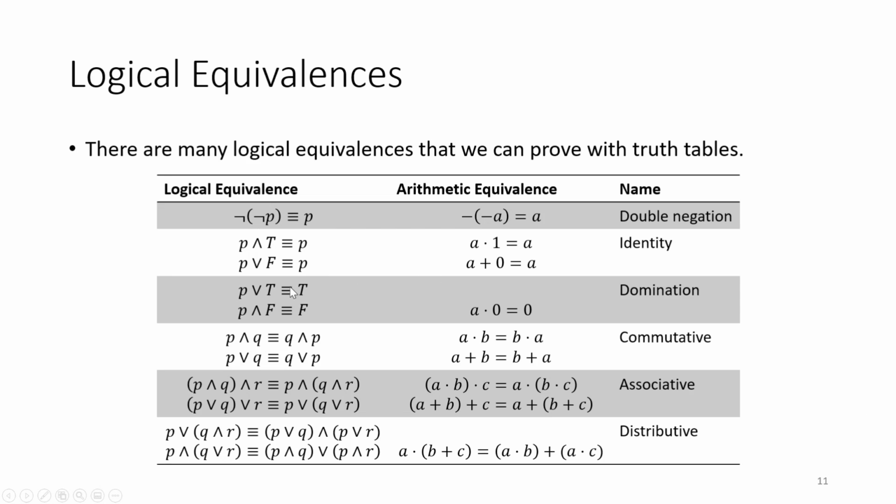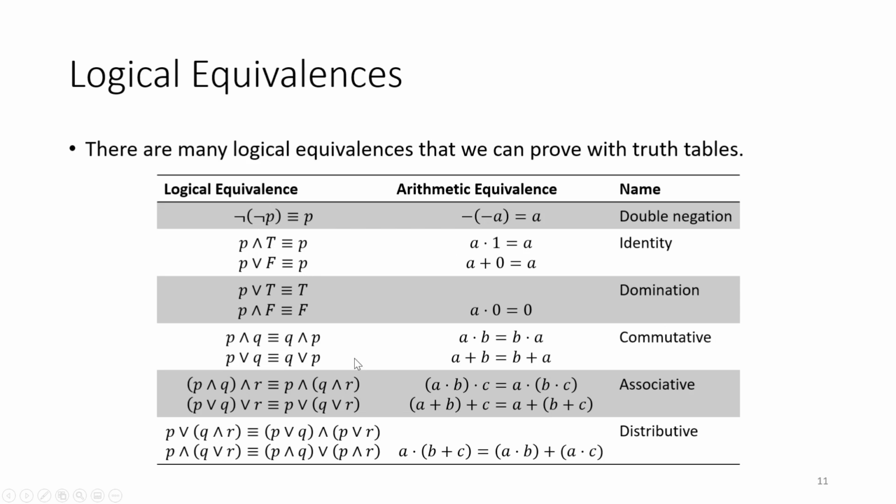Just as a couple examples, if we see a double negative, we can just drop the negatives. That would be a step of simplification. Or if after doing some simplification we get to p or true, we know that that's going to simplify to just true. We can simplify out the p. So each one of these is a rule.